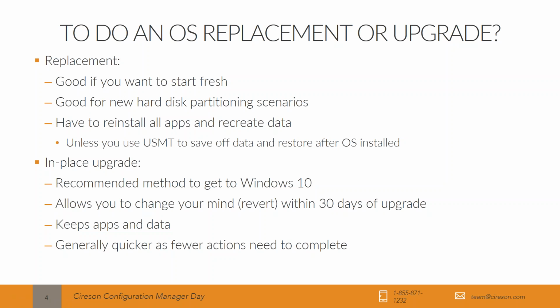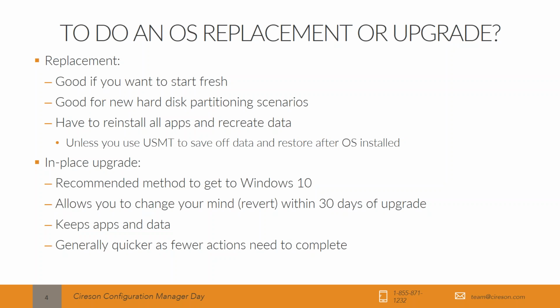You do have to reinstall all your apps and recreate your data. Now, as far as the data goes, you can use USMT, which is the User State Migration Tool, which comes as part of Configuration Manager when you have the ADK installed appropriately, which is a requirement for Config Manager. In-place upgrade is Microsoft's recommended way to get to Windows 10.